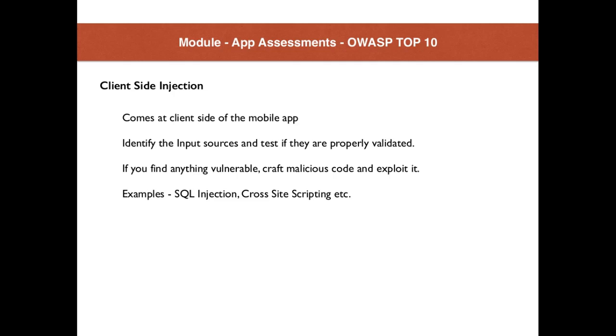So to do that, we need to identify all the input sources and test if they are properly validated or not. Examples of client-side injection would be SQL injection, cross-site scripting, etc. SQL injection again is categorized into different categories at client side itself. So SQL injection at client side will be of two types basically. The first one is regular dynamic queries. The second one is SQL injection in content providers.